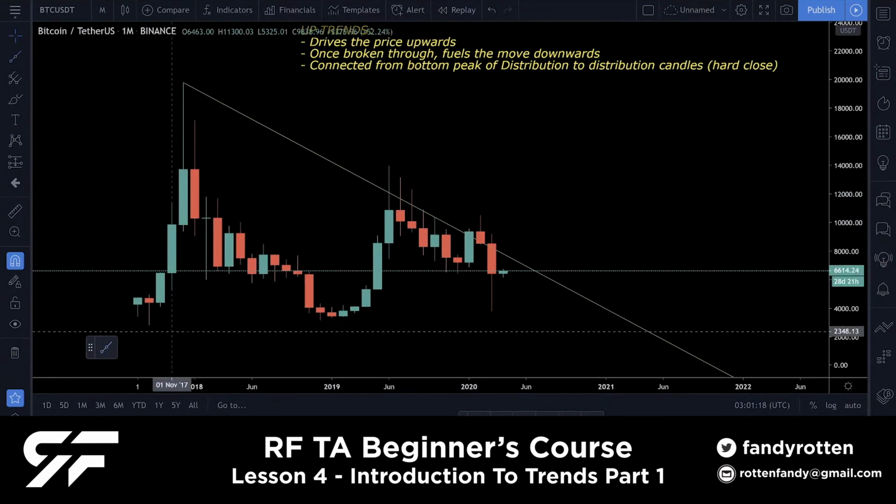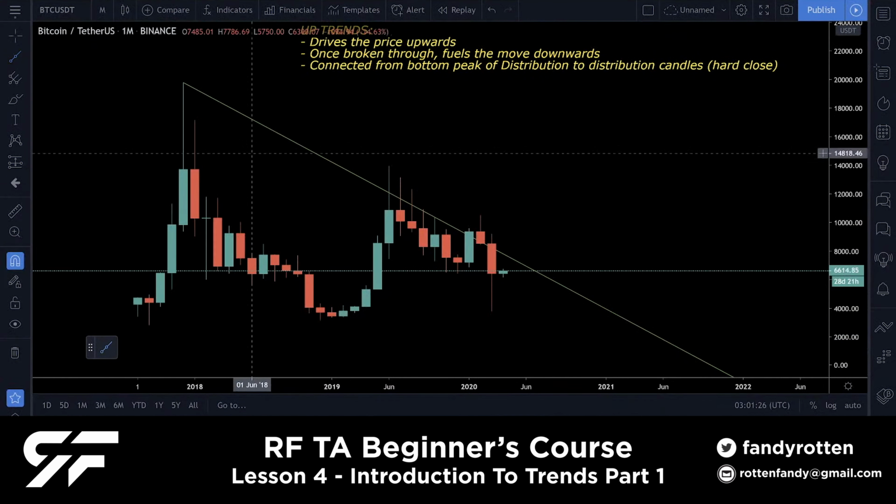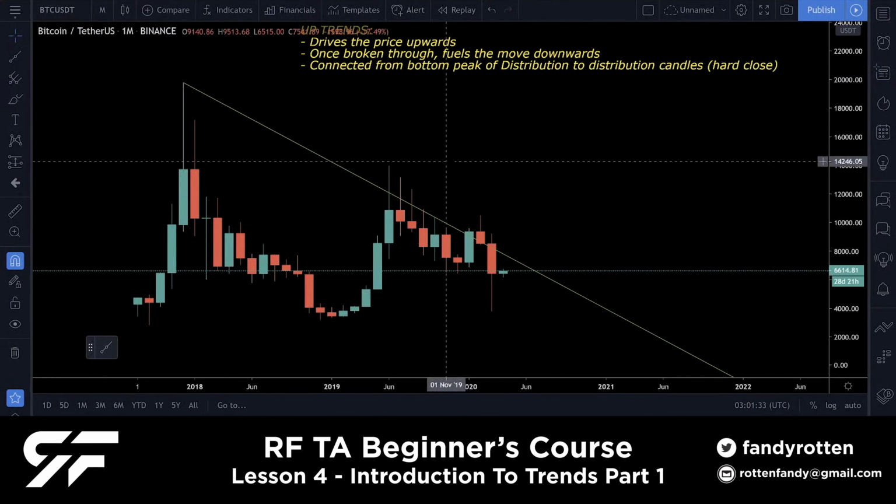Now let's start drawing an uptrend. Now the exact same thing, but a mirror image, right? In case of a downtrend, we connected the peak of accumulation candles to the next accumulation candle, right? One hard close at a time. In this case, it will be the bottom of the distribution candle, the peak of the bottom of the distribution candles to the next peak of the bottom of the distribution candle. Okay, one hard close at a time.